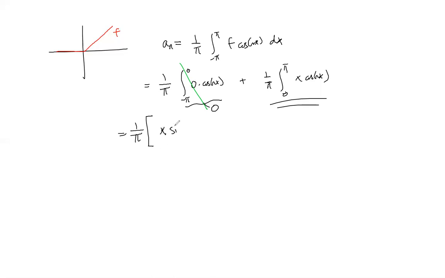So we have x sine nx over n. And the derivative of sine is, okay, from 0 to pi, minus the integral of sine nx over n. So we're just integrating by parts here. Hopefully you're working along on your page as well.